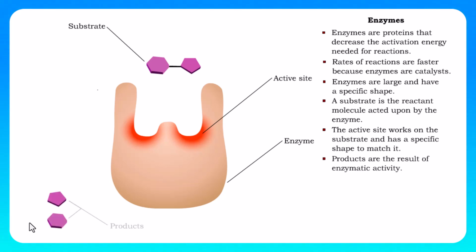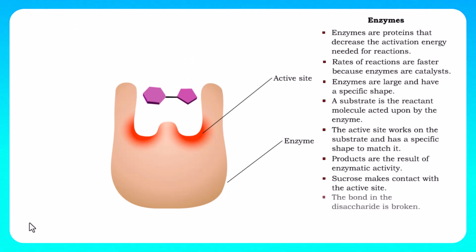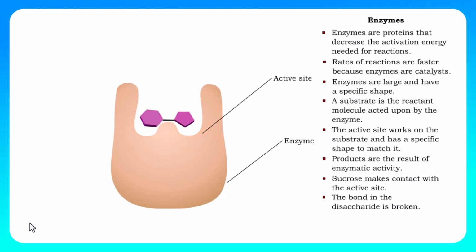In this example, the substrate is the disaccharide sucrose. The enzymatic activity breaks the bonds in the sucrose, and the monosaccharides glucose and fructose are the products.